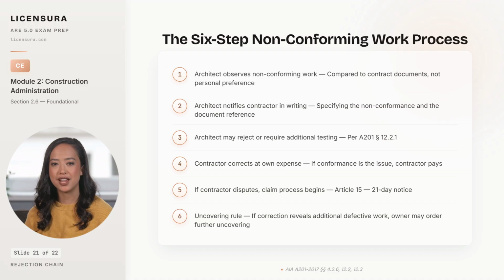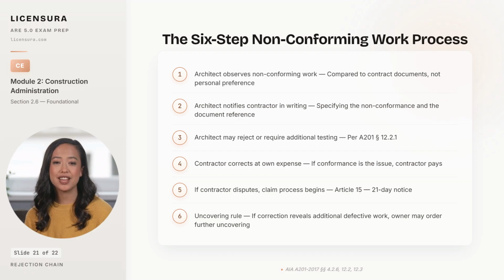Step 2. The architect notifies the contractor in writing, specifying the non-conformance and the contract document reference that establishes the standard. Verbal observations in the field are not enough. The written notice is what survives a later dispute. Step 3. The architect may reject the work or require additional testing, per A201, Section 12.2.1.